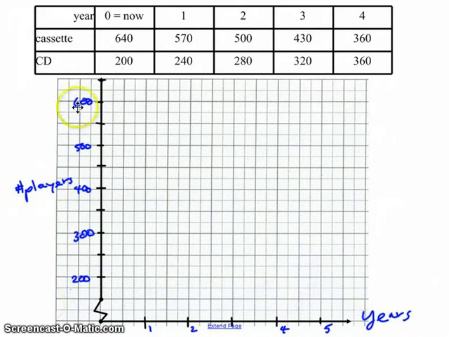So from here I simply plot the points that I have on this graph. For example, one of my points is going to be 0, 640. And that's this point right here. In the year 0 I've got 640 cassette players. In the year 1 I've got 570, that's this point. In the year 2 I've got 500 cassette players, that's this point, and so on down the line.